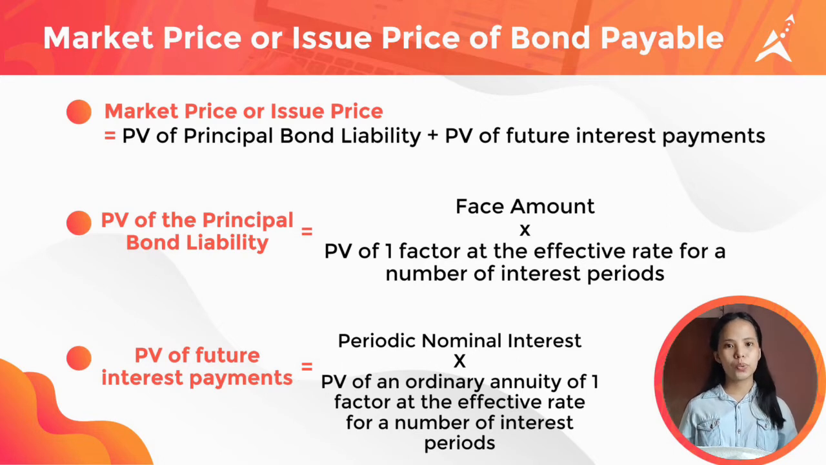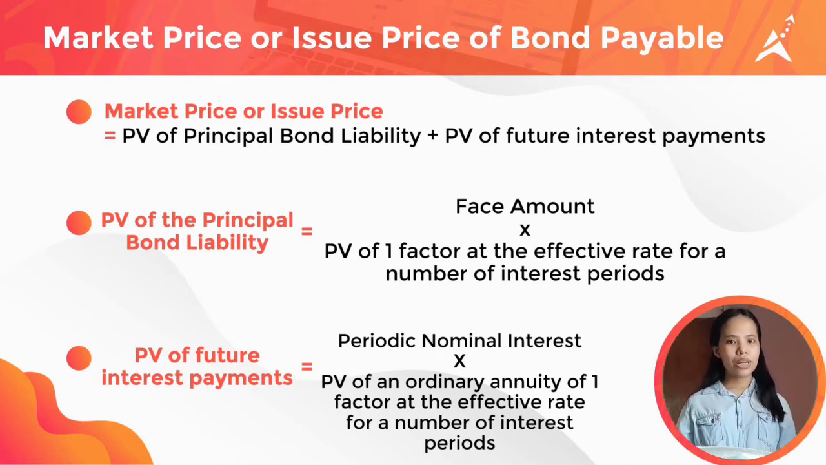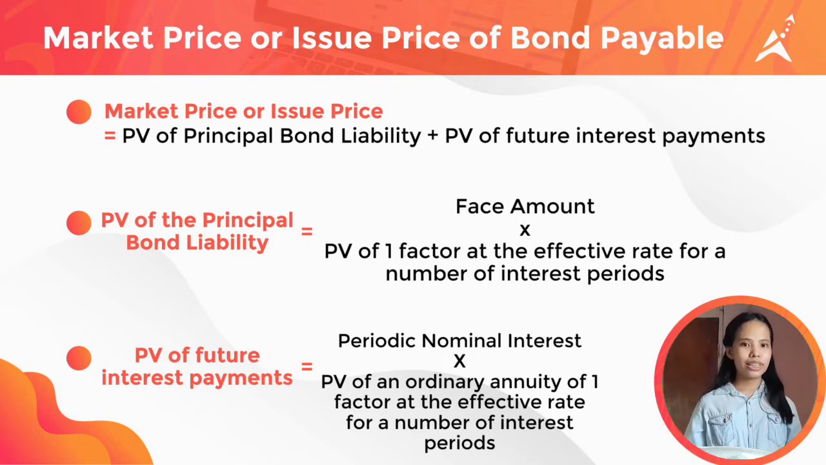Market price is equal to the present value of bond liability plus present value of future interest payment using the effective rate. The present value of the principal bond liability is equal to the face amount of the bond payable times the present value of 1 factor at the effective rate for a number of interest periods. And the present value of the future interest payment is equal to the periodic nominal interest times the present value of an ordinary annuity of 1 factor at the effective rate for a number of interest periods.